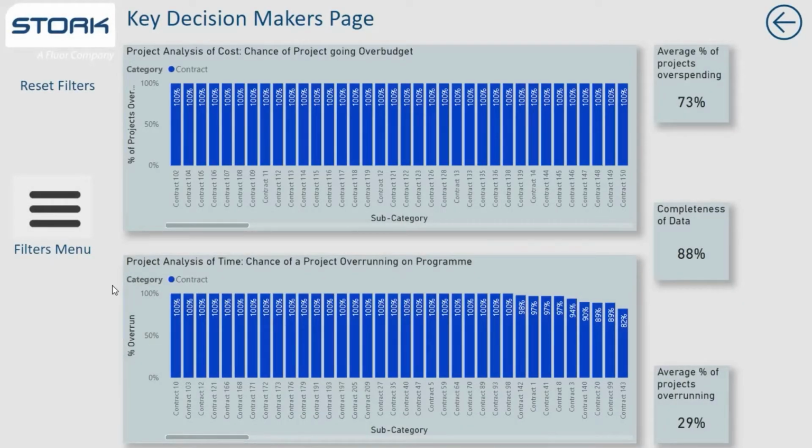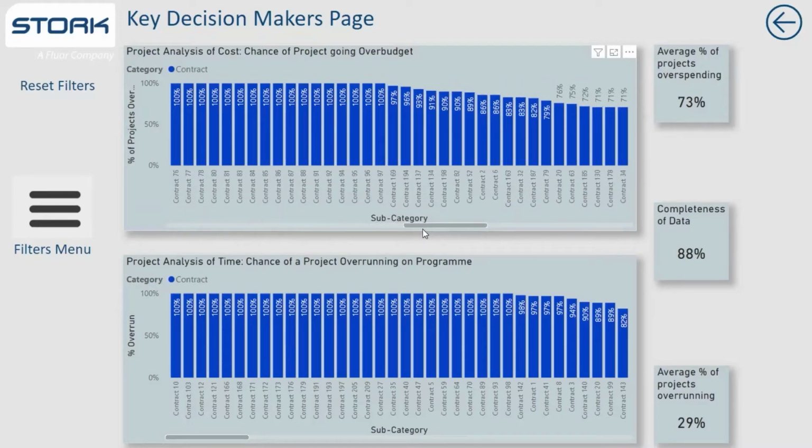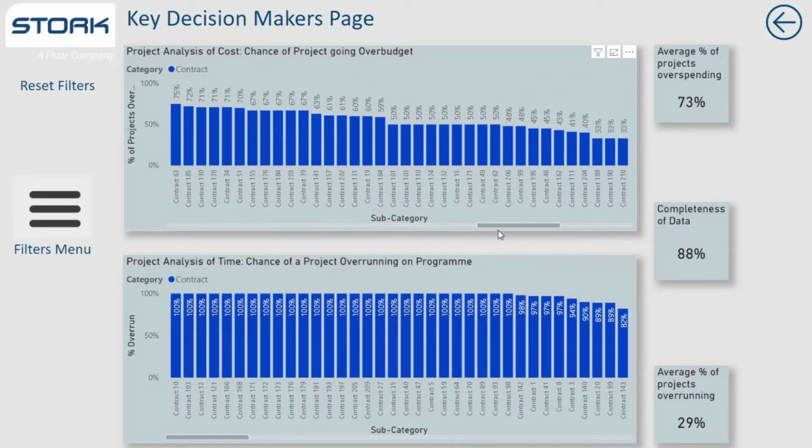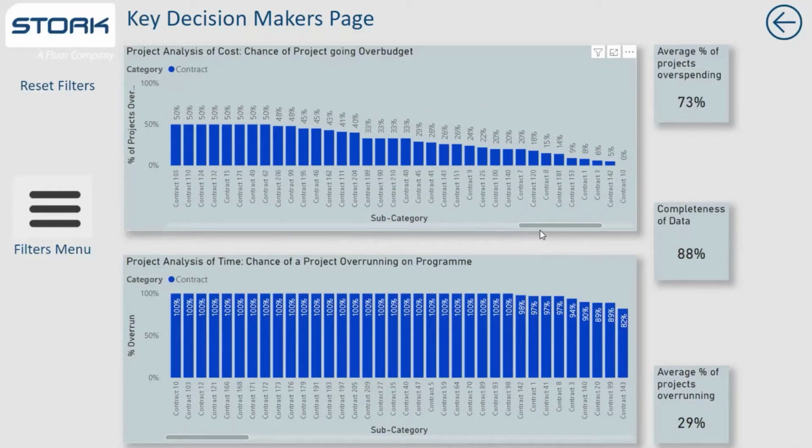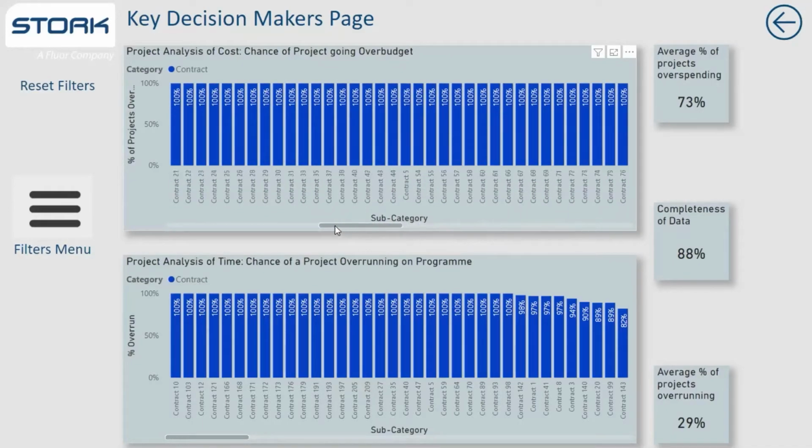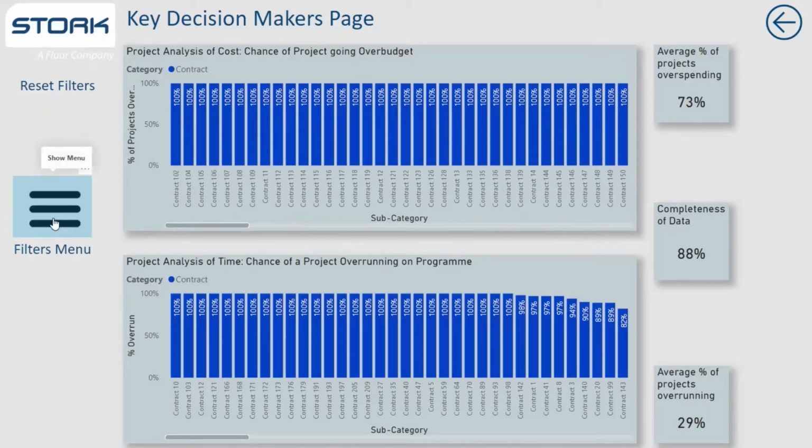So on here you're greeted with two graphs, one which is measuring the likelihood of a project under these subcategories overspending on budget, and the other graph is showing the likelihood of a project under this category overrunning on programme. We've got an average of each graph and a completeness of data to show where we've got data missing under each category. The worst performers are on the left, and gradually, as you get to the right-hand side, these contracts are performing better than the others.